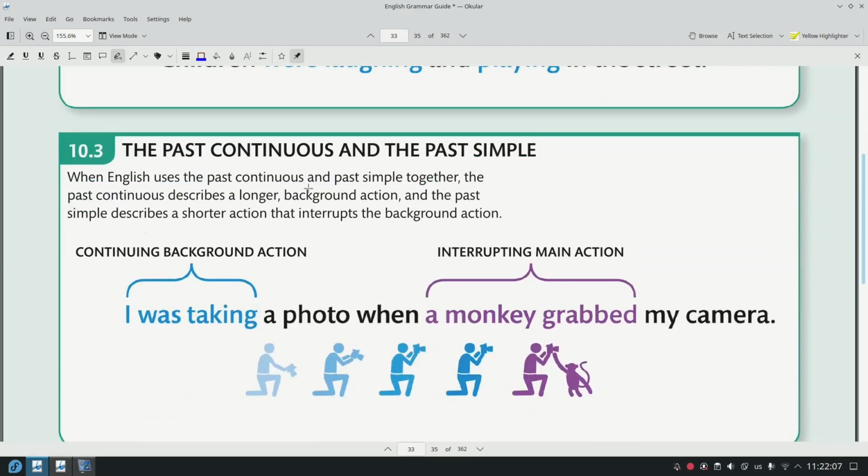The past continuous and the past simple. When English uses the past continuous and past simple together, the past continuous describes a longer background action, and the past simple describes a shorter action that interrupts the background action. I was taking a photo when a monkey grabbed my camera. So I was in the process, but suddenly a monkey appeared and grabbed my camera. So I was distracted by this monkey.